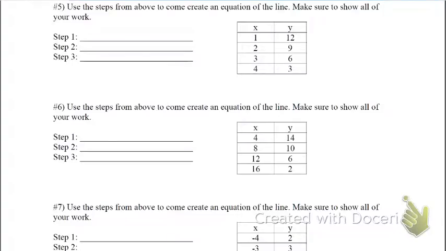Hopefully you were able to do number 4, but you might have gotten a little bit stuck here on number 5. So let me help you out. And the reason you might have gotten stuck, well, first of all, let's go ahead and do the first step that we know how to do.